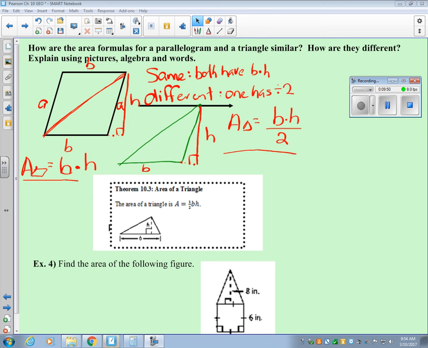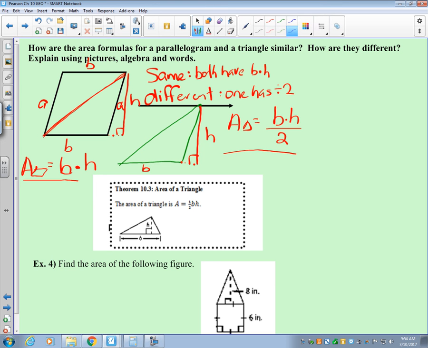Awesome. Okay, so how are they similar? How are they different? Check. Explain using pictures, algebra and words. So let's go ahead and use some algebra on this. I'm here to tell you that the area of a parallelogram is equal to 2 times the area of a triangle. This is how we're going to use algebra.